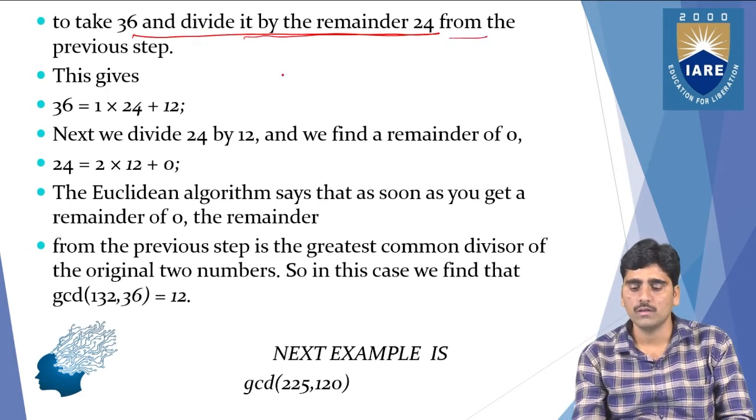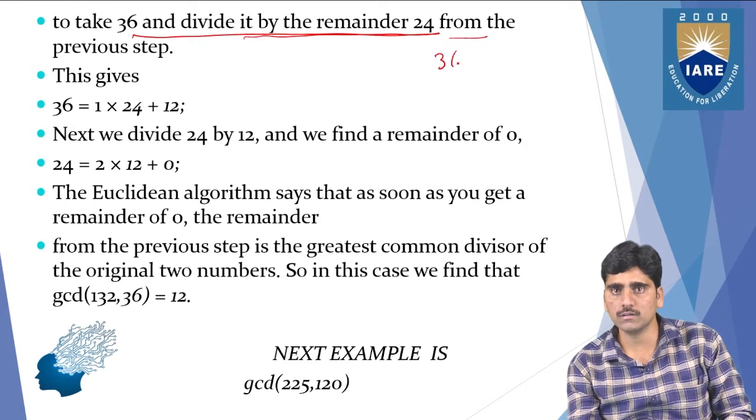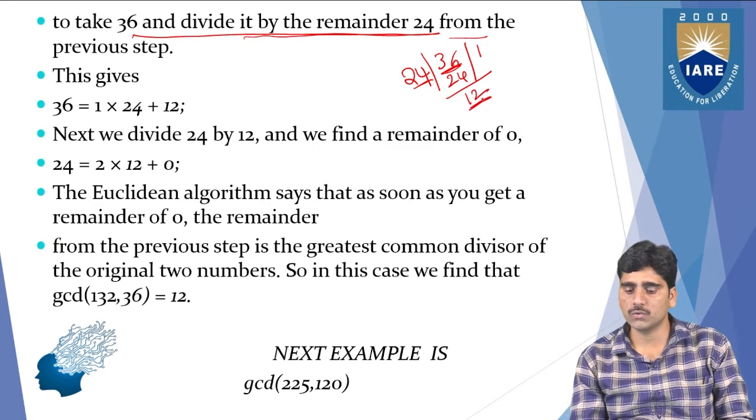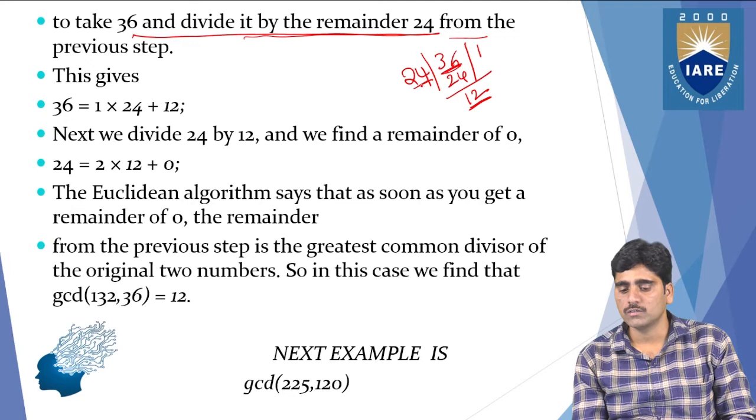So see how. This is the 36, right? 36 and 24. 36 is the value, 24 minus, so you will get 12. You can divide 36 by 24.